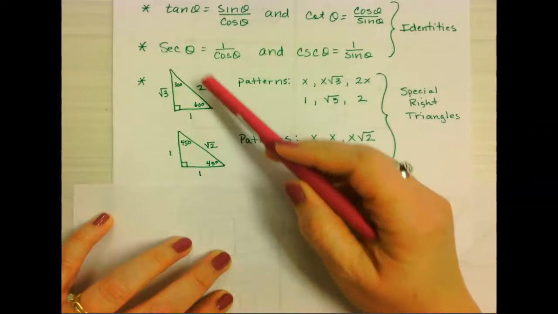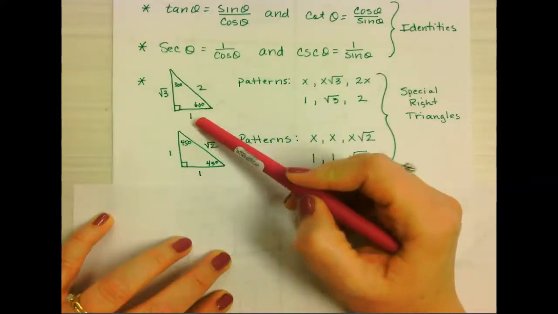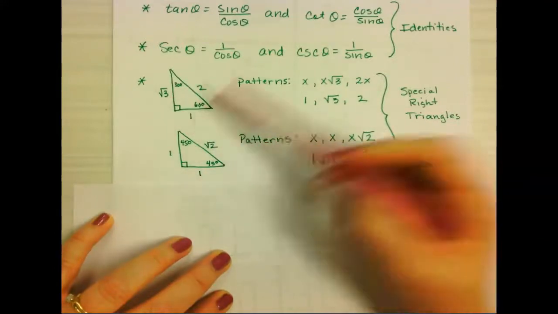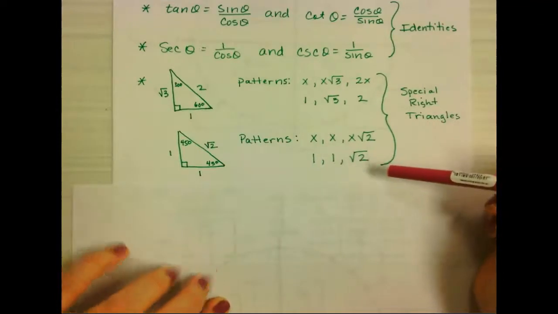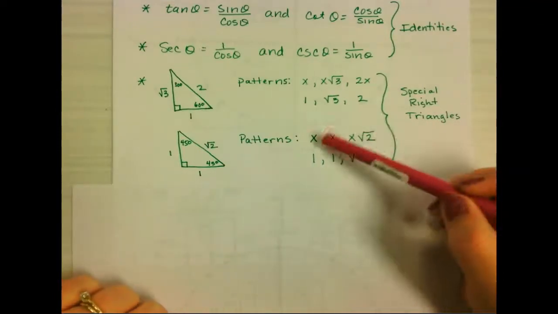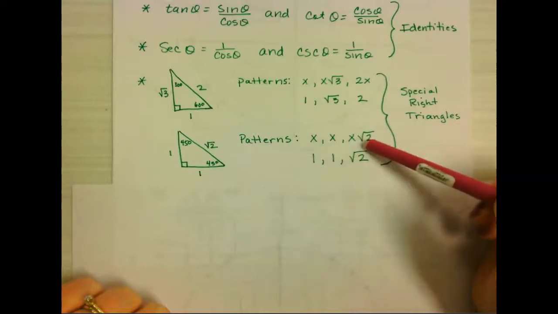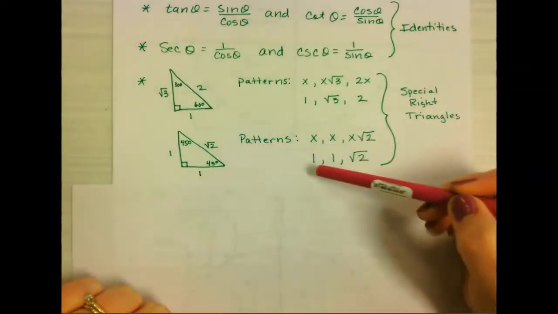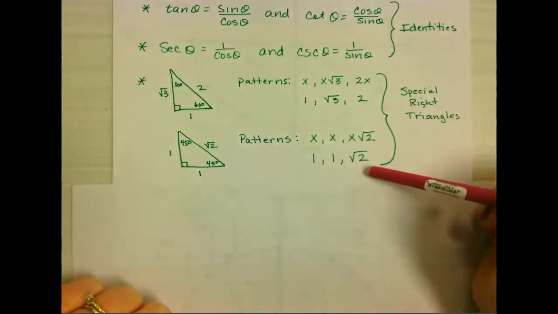And we could lay out the triangle, always putting the 1 opposite the 30 and the root 3 opposite the 60. Then we had our second special triangle, which was 45, 45, 90, which has a side pattern of x, x, x root 2. And that's true for any 45-degree angle, which makes the sides 1 and 1 and the hypotenuse root 2.